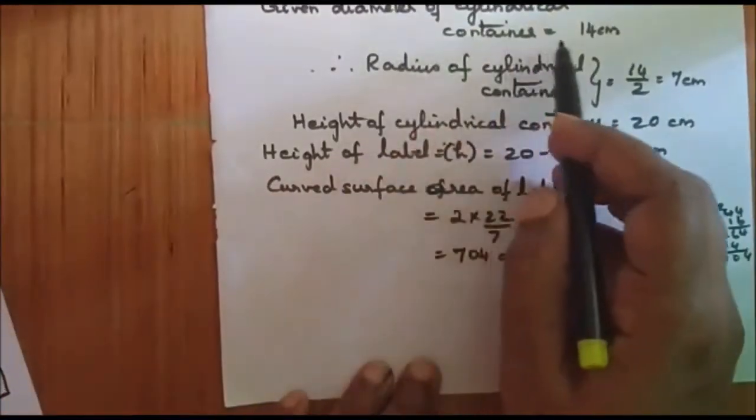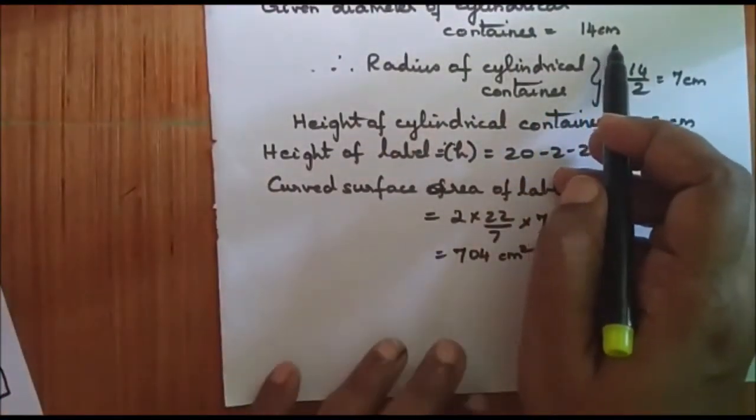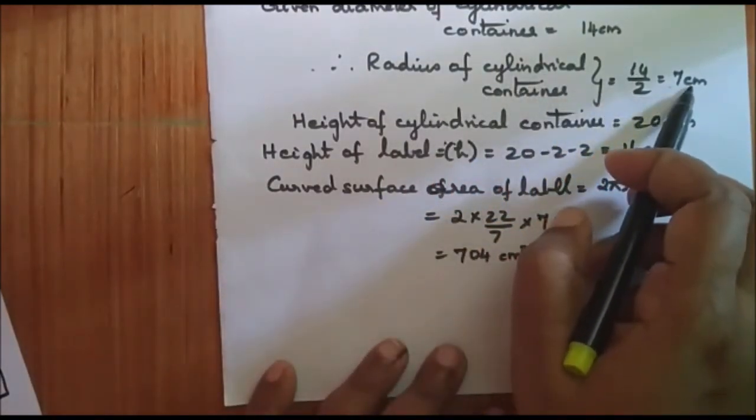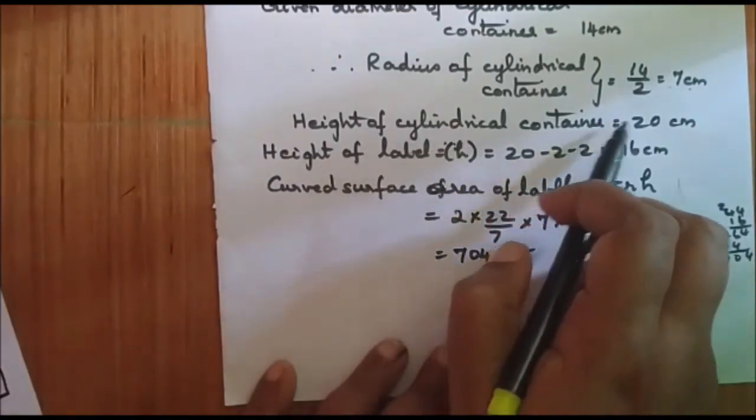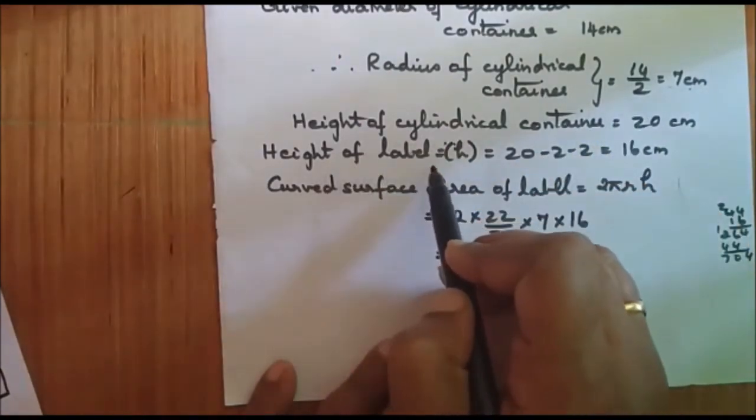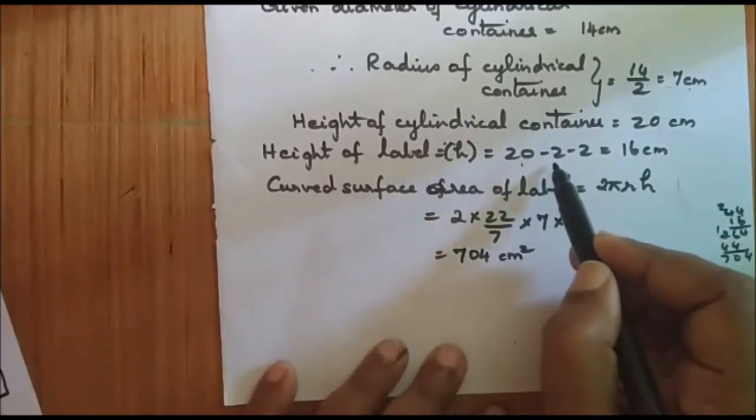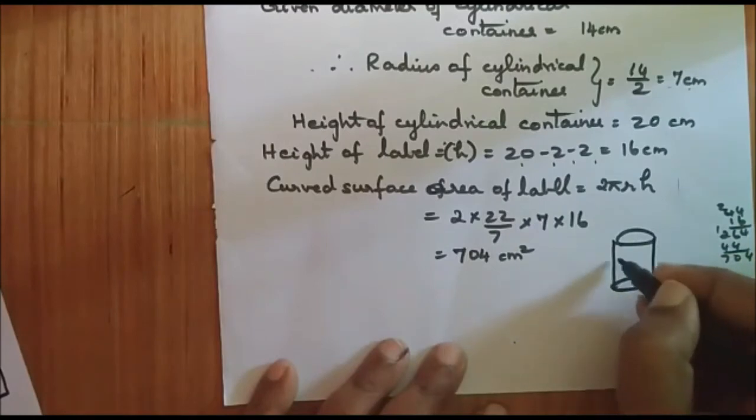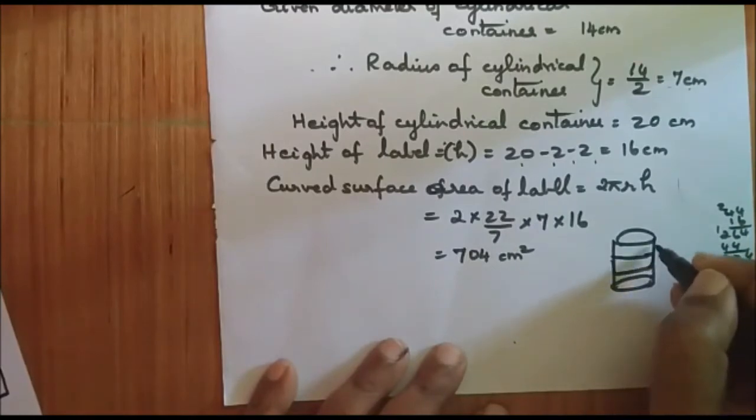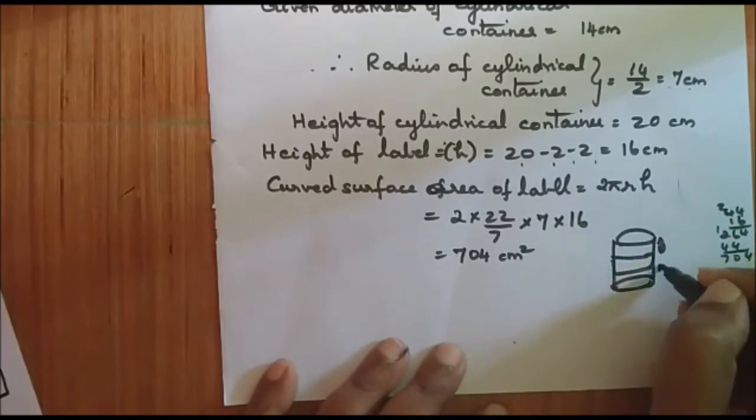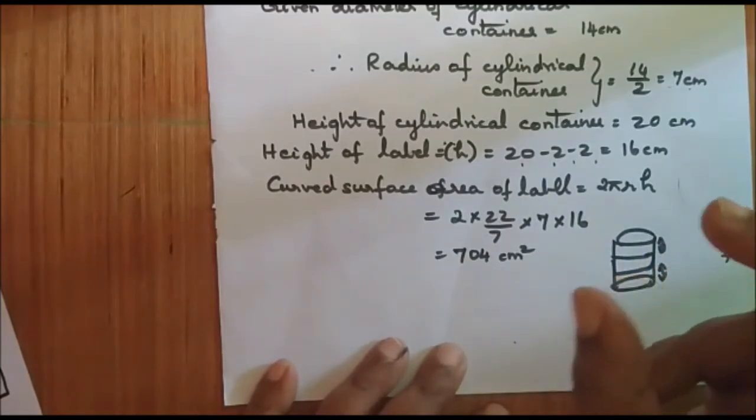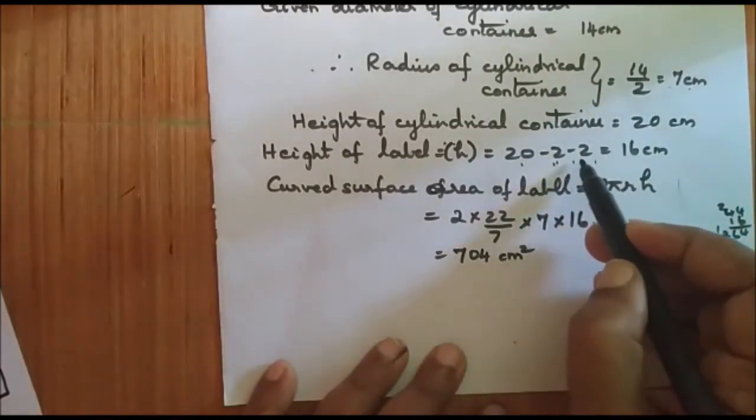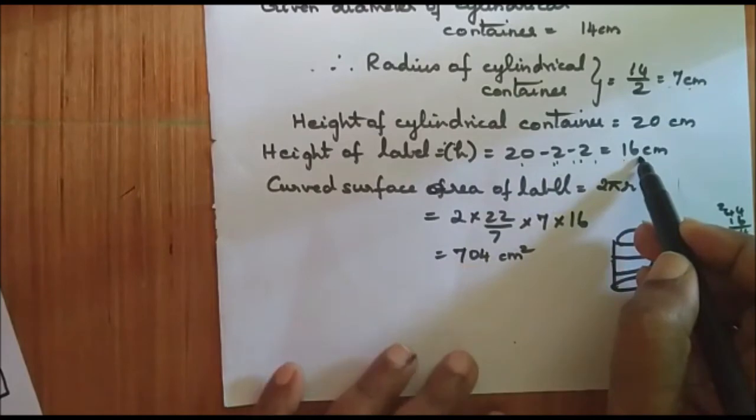Given diameter of the cylindrical container is 14 centimeter. Therefore, radius of the cylindrical container is 14 by 2, which is equal to 7 centimeter. Height of the cylindrical container is 20 centimeter. Height of the label is equal to 20 minus 2 minus 2. See, if this is the cylindrical container, the label is placed over here. The label is 2 centimeters from the top and 2 centimeters from the bottom. The label is above that, isn't it? So we subtract 20 minus 2 minus 2, which is equal to 16 centimeters.